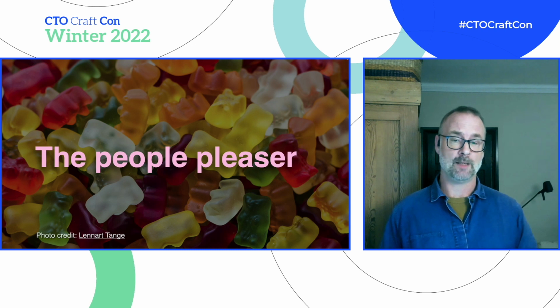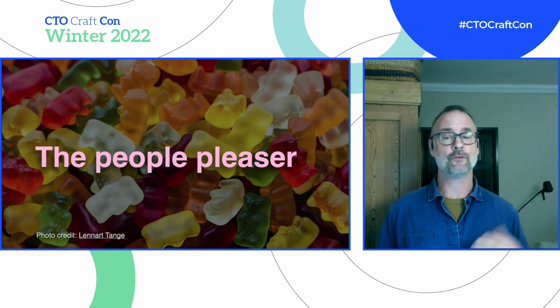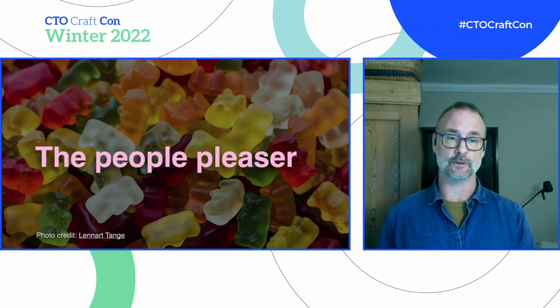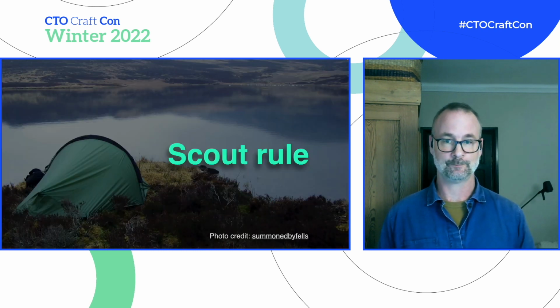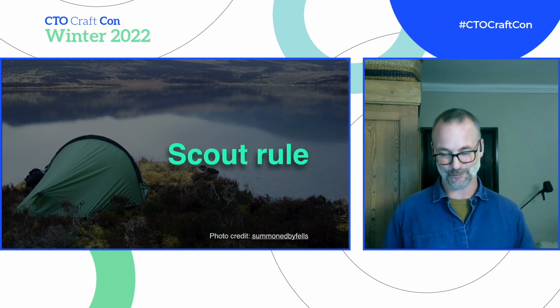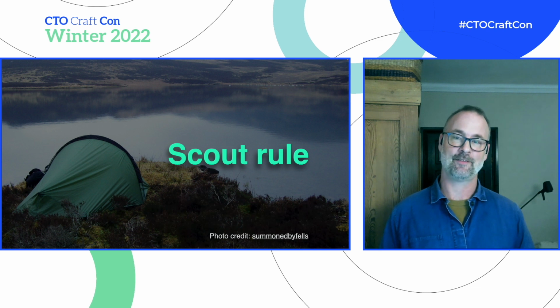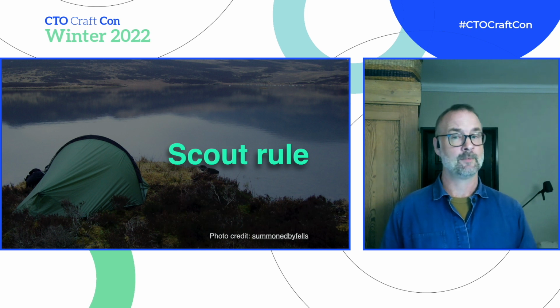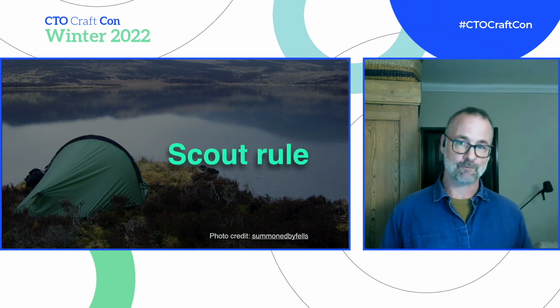You may or may not be a people pleaser, but you almost certainly have some in your team. There are some things you can do to help them out. First up, the scout rule. The scouts have a rule, which is that they should leave a campsite tidier than when they arrived. And you can set this expectation around your code base. The expectation that every commit, every pull request should improve the code quality.